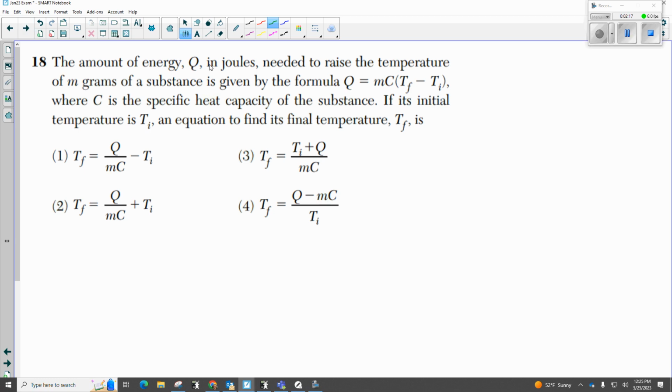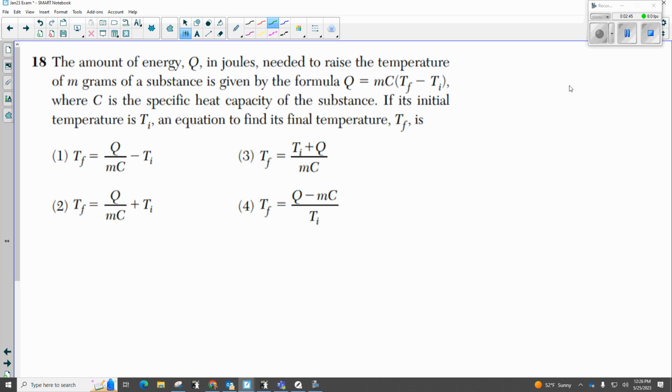18. The amount of energy Q in joules needed to raise the temperature of m grams of a substance is given by the formula, you can see it here, where C is the specific heat capacity of the substance. If its initial temperature is T sub I, an equation to find its final temperature, T sub F, is.